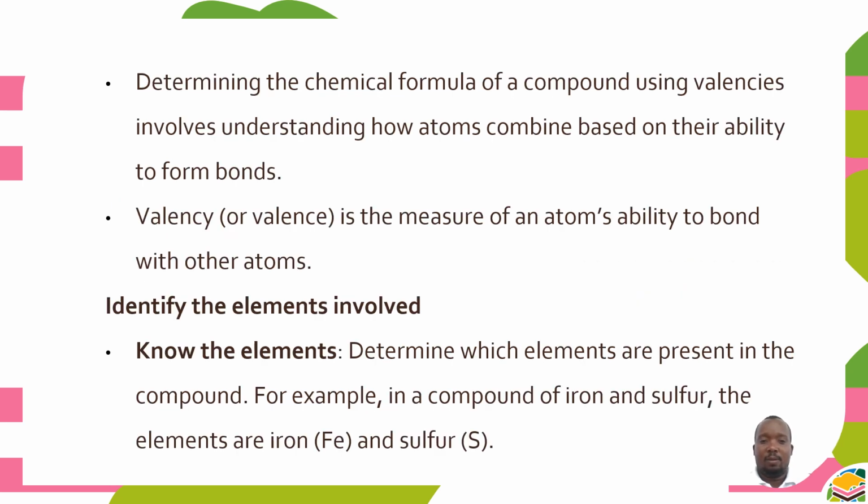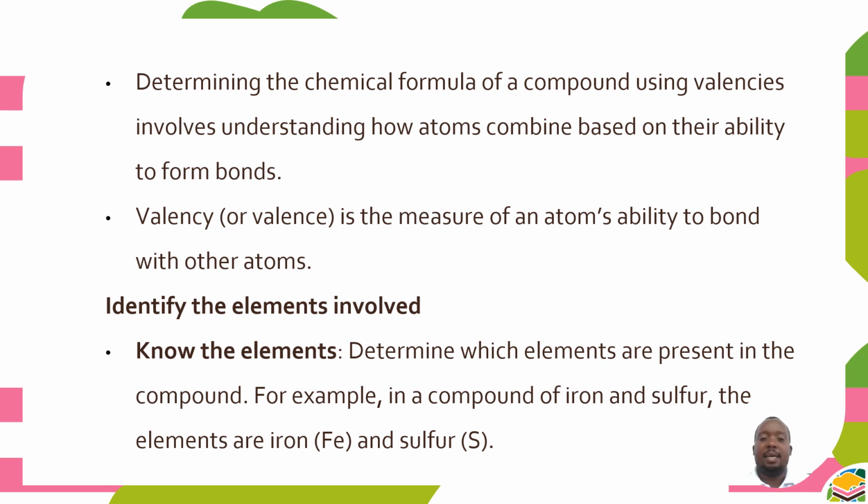Now, we can determine the chemical formula of a compound using valences. The issue to do with valence is very, very important, because it is the valence which will always assist you in writing the chemical formulas. Using valences involves understanding how atoms combine based on their ability to form bonds. Valence is just the measure of an atom's ability to bond with other atoms. That is the valence.